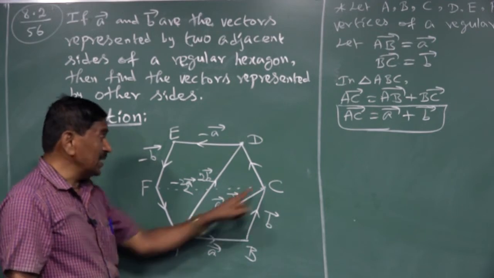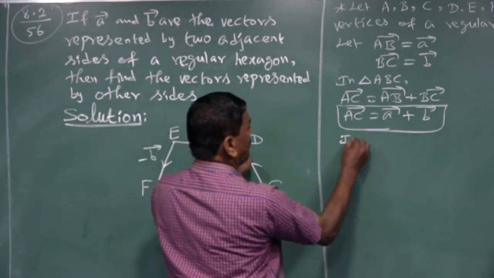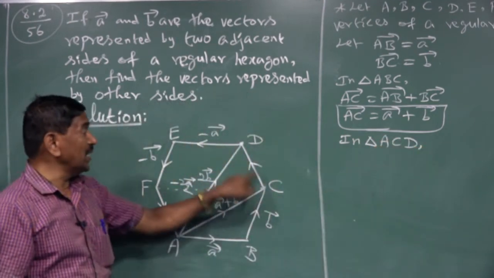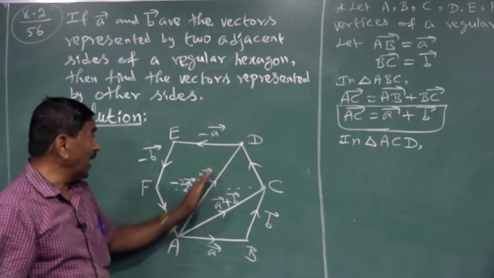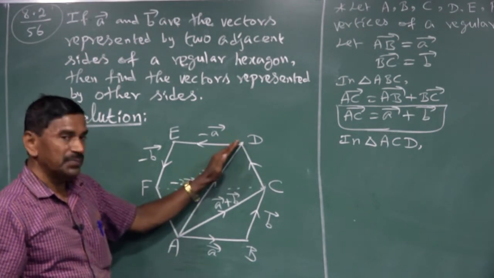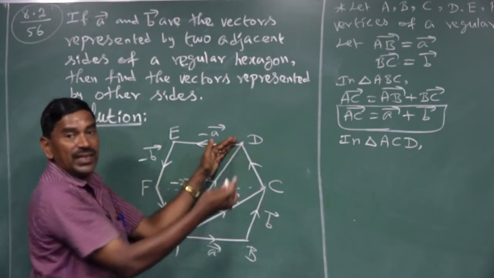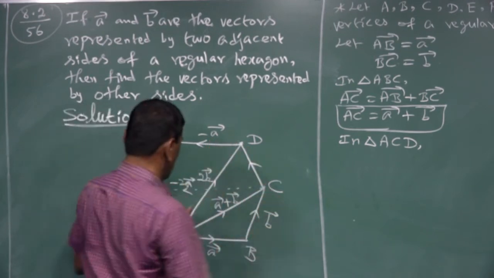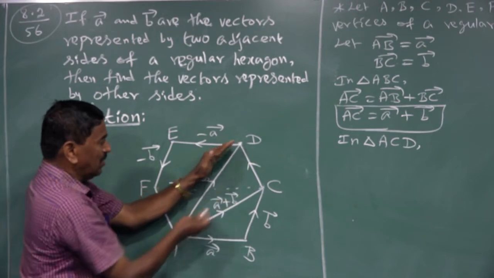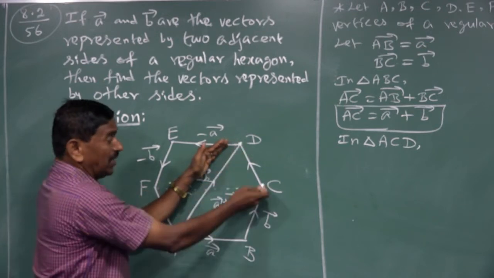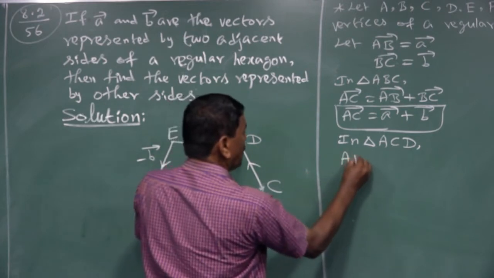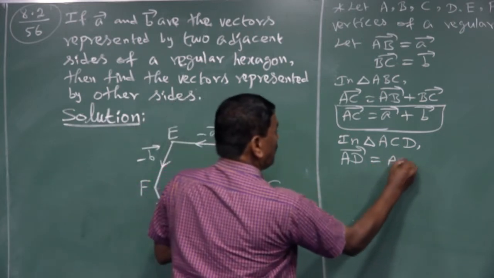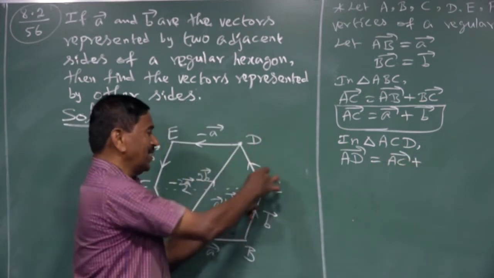In triangle ACD, AD vector is a straight route. A to D is a straight route. Next way? Yes. A to C plus C to D. So AD vector is equal to AC vector plus CD vector.